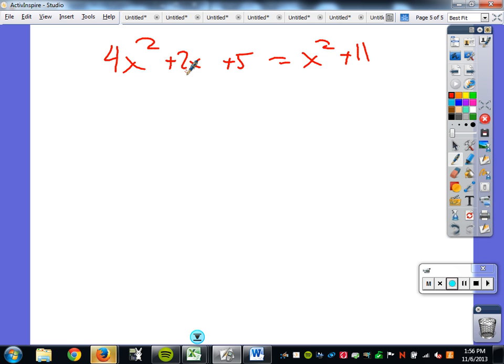Is that the number in front of the x, or the x squared, or just the top? The x squared. So what do I need to do? Do I need to subtract the 4x squared or subtract the x squared? I need to subtract the x squared. So that tells me what side I'm getting everybody on. Does that make sense to everyone? So therefore I'm going to subtract x squared. And the 11. Right?